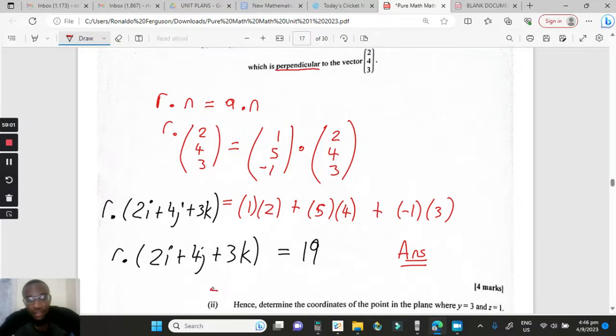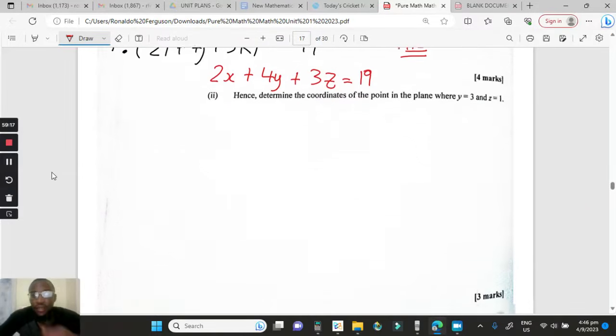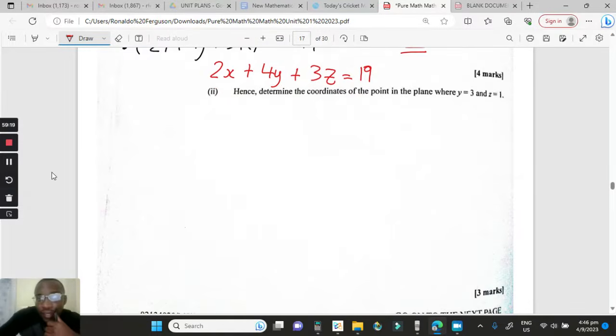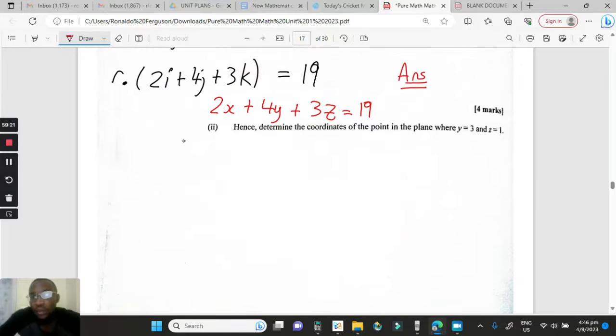Or if you want to put it in Cartesian form after, you can write 2x plus 4y plus 3z equal 19. Now afterwards it says, hence determine the coordinates of the point in the plane where y equal 3 and z equal 1.